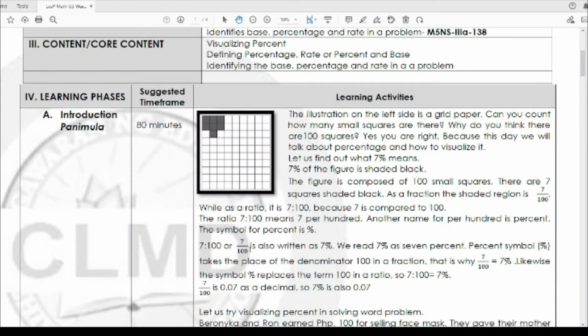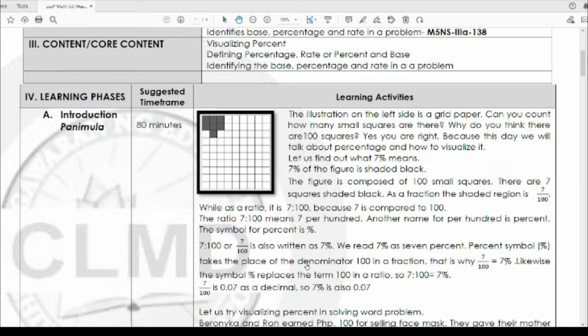The ratio 7:100 means 7 per 100. Another name for per 100 is percent. The symbol for percent is like this. 7:100 or 7 over 100 is also written as 7%. We read 7% as 7 percent.